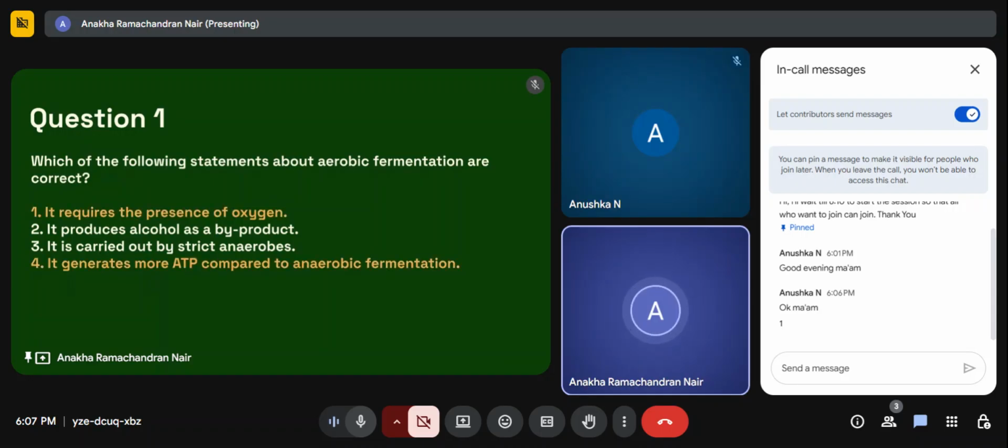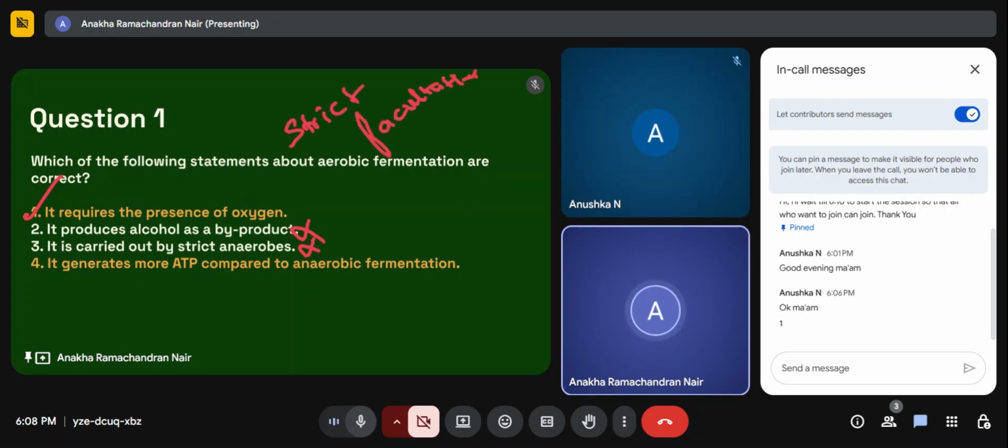The answer is 1 and 4. There are two types of fermentation, aerobic and anaerobic. Aerobic fermentation requires the presence of oxygen, which is correct. It does not produce alcohol as a byproduct; that is in anaerobic fermentation. And it is carried out by strict anaerobes is also not correct because it is carried out by aerobes or facultative anaerobes also. You can have strict or facultative.